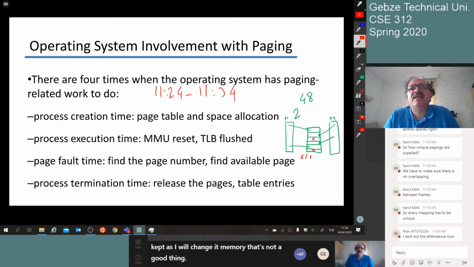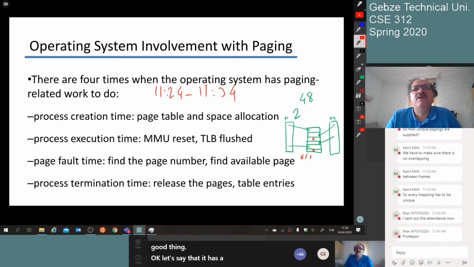Okay, Ilhan says that the attendance is out now. So you just fill in the attendance. Okay, good. Any questions about the operating system involved with the paging?